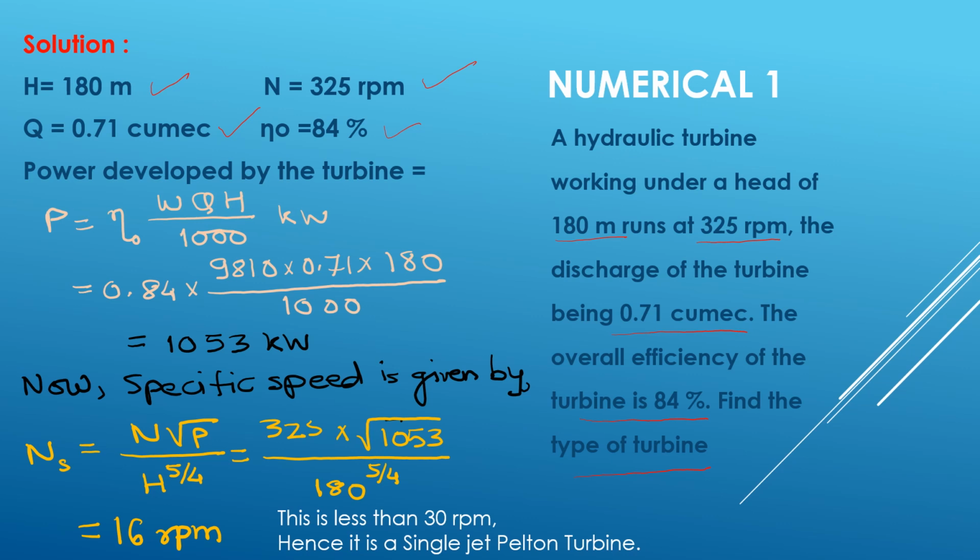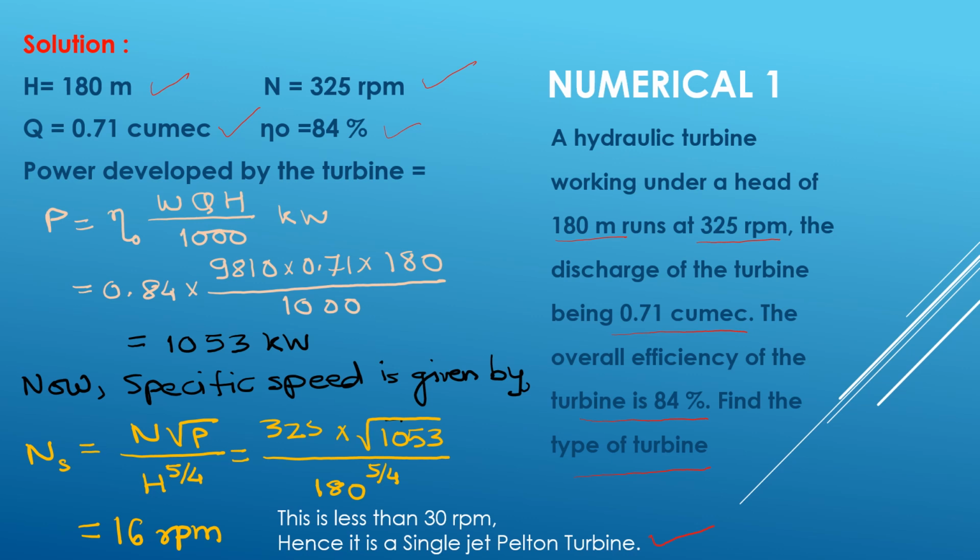Let us first find out the power developed by the turbine, which is P equal to eta 0 WQH by 1000. The answer will be in kilowatts. So this comes out to be 1053 kilowatts. Now the specific speed as we have derived is given by Ns equal to N root P by H to the power 5 by 4. So that comes out to be 16 rpm. This is less than 30 rpm, hence this is a single jet Pelton turbine.